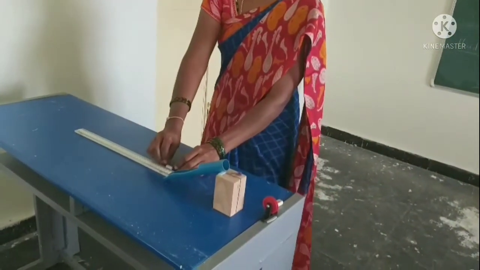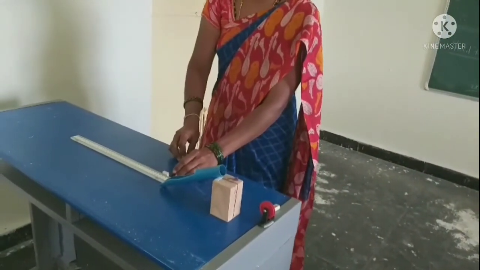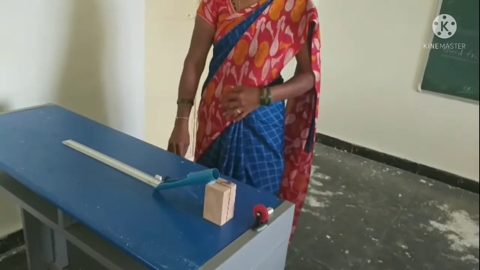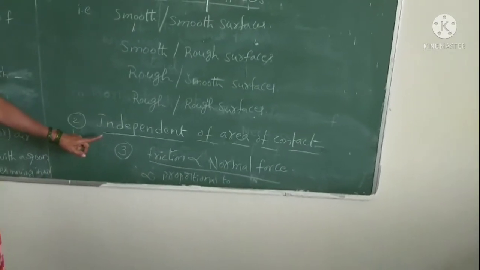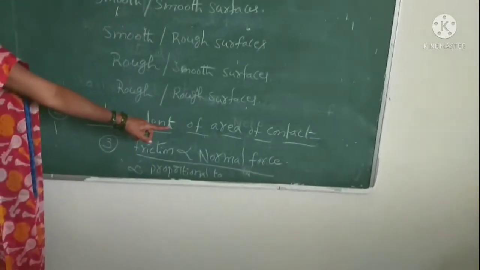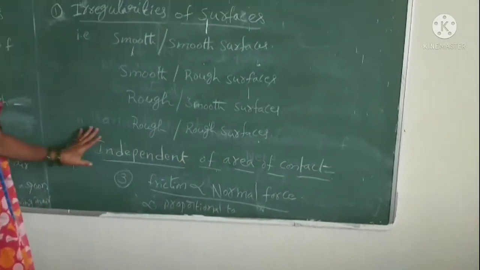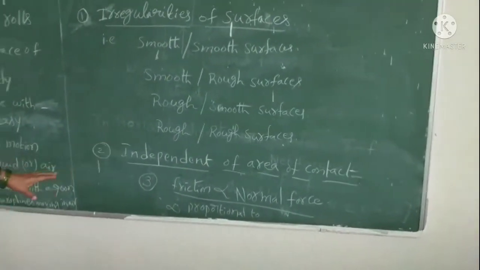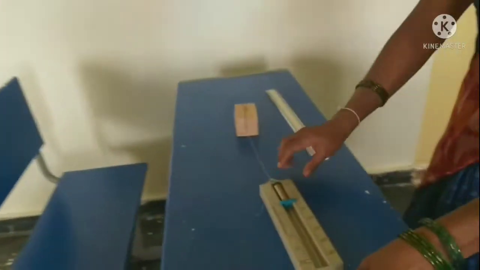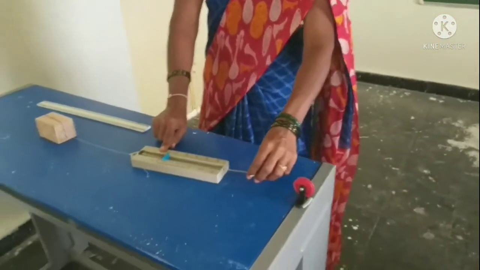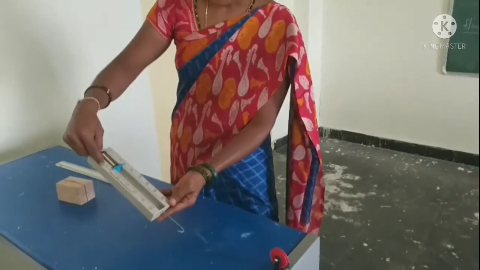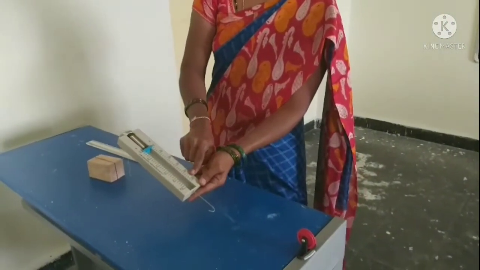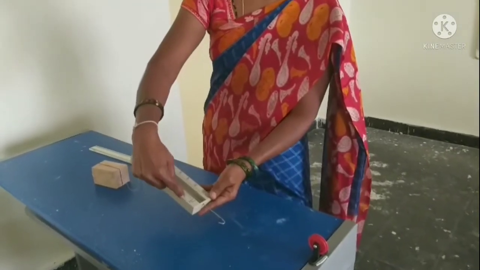Okay, children, observe the objects in this activity. The factor affecting friction is independent of the area of contact. This is a spring balance. The weight is measured in grams, and in newtons also. Gram is a CGS unit. Newton is an SI unit.